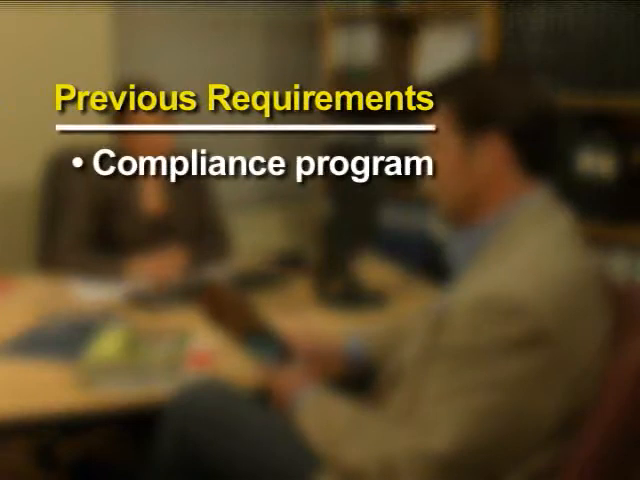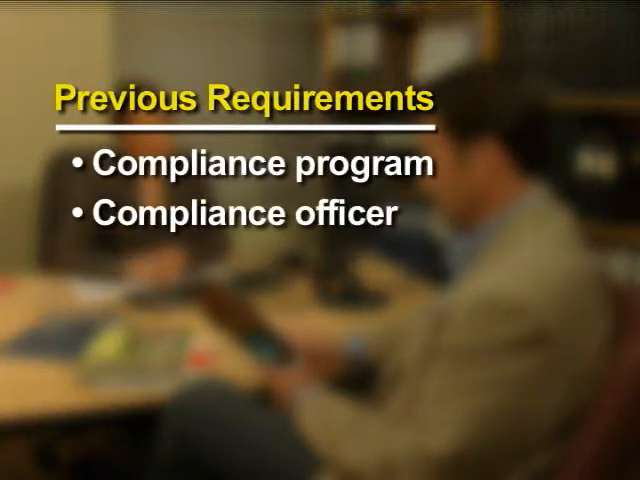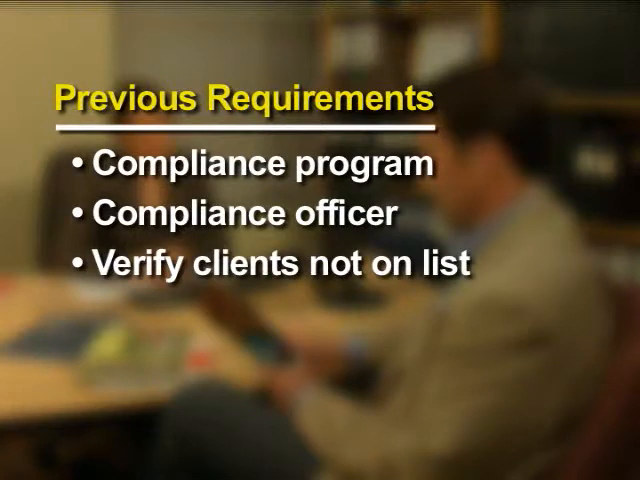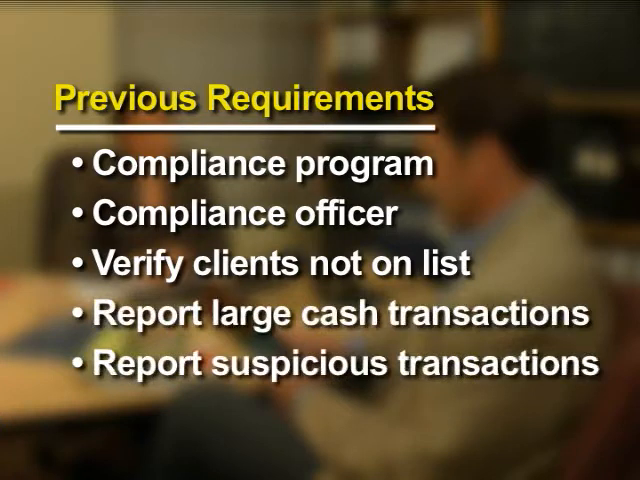Before, each broker office had to have a compliance policy or regime and have a compliance officer. You had to verify that clients were not on the known terrorist list. You had to report all large cash and suspicious transactions to Fintrac. Large cash meant $10,000 or more. With the new regulations, you have to do all of those things and more.